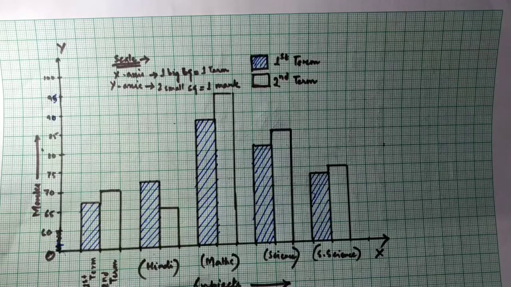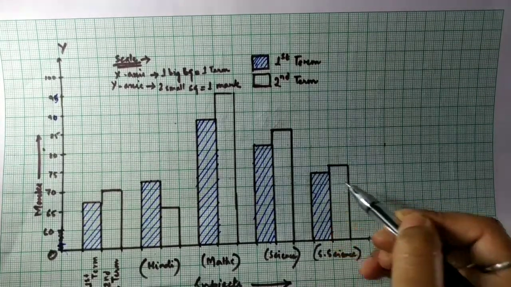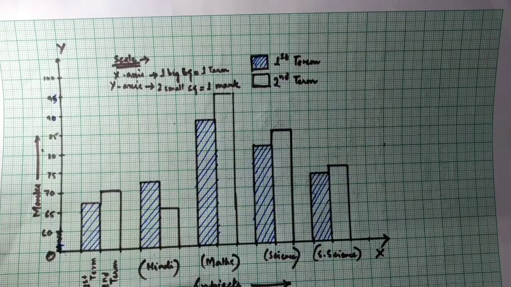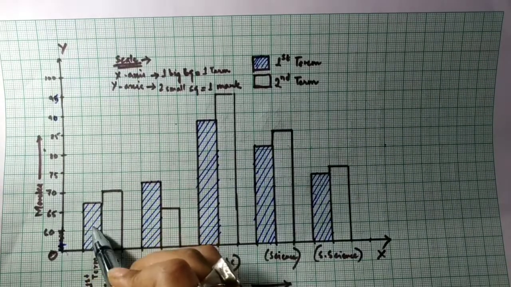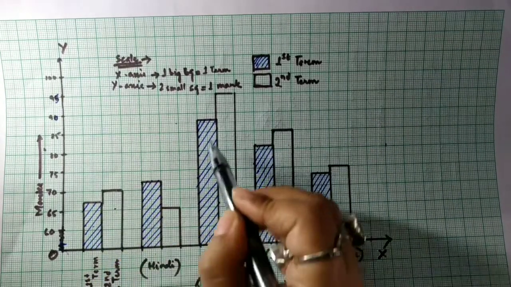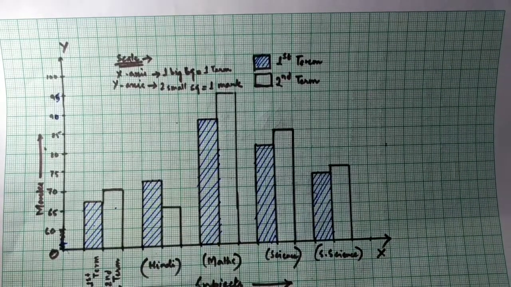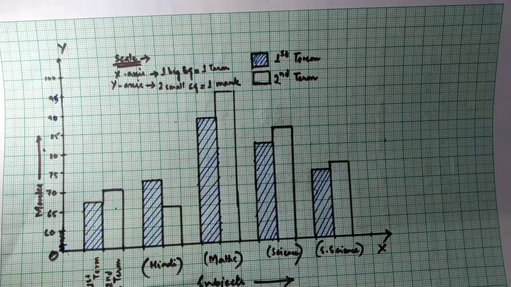Where the improvement is least, you can see the gap. You can see here the gap is the least. So in social science, the improvement is least. Then in the third question it is given, has the performance gone down in any subject? You can see term 1, term 2. Term 2 is bigger here. Here also, here. But here you can see term 1 mark was more, term 2 mark was less. So where has the performance gone down? In the case of the subject Hindi.